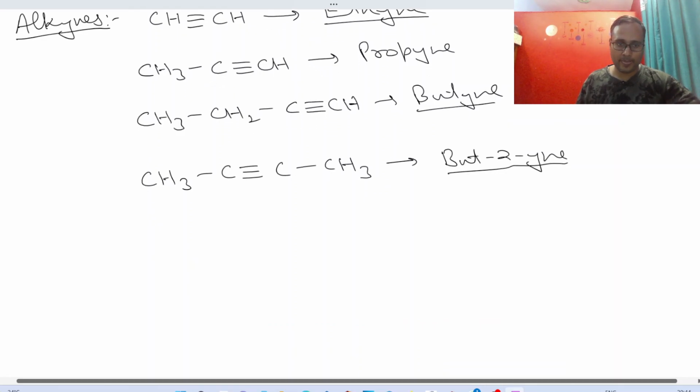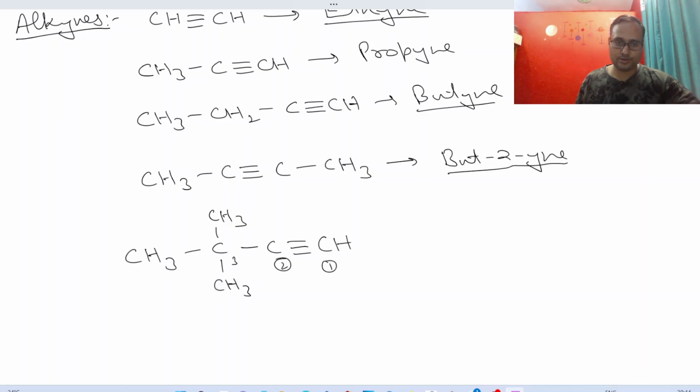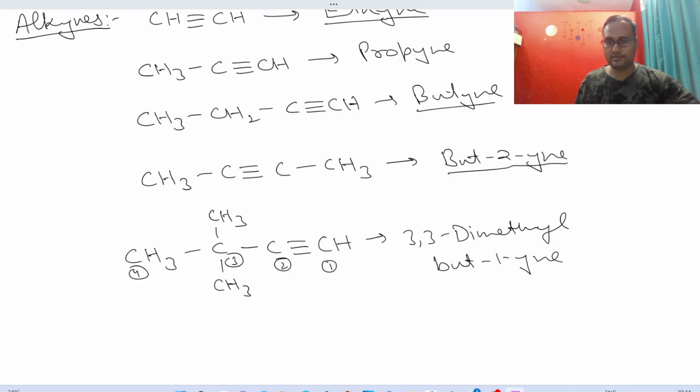Okay. So if we have a compound like this, then we have to start the numbering from here: 1, 2, 3 and 4. We can write 3,3-dimethyl but1yne. So this will be the IUPAC name of this compound.